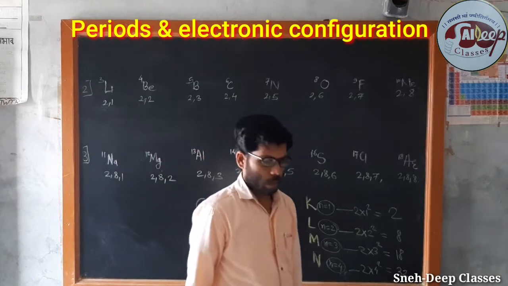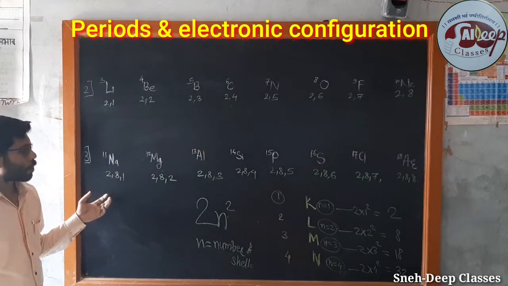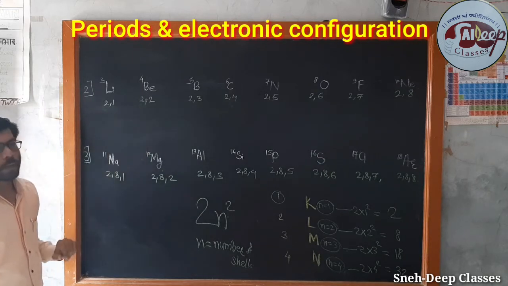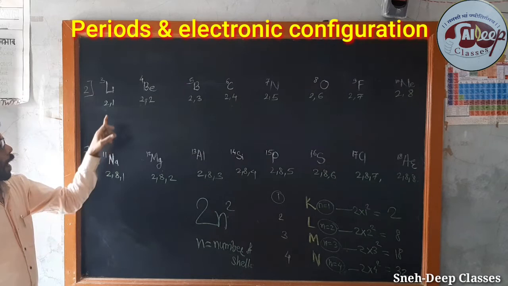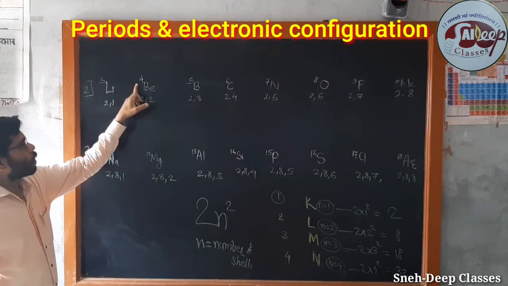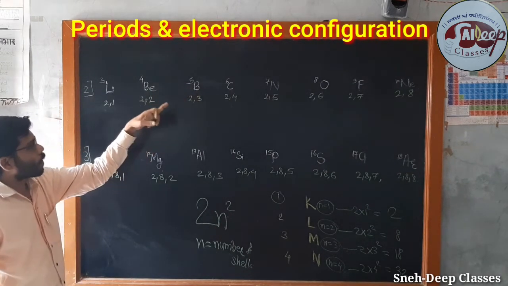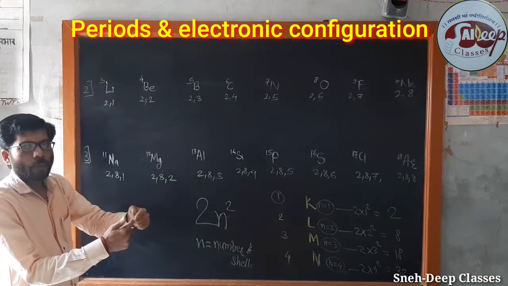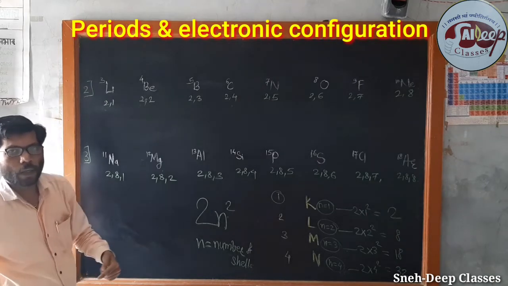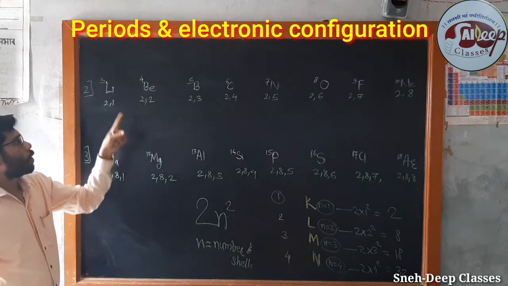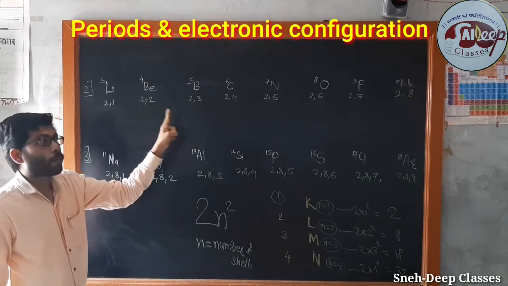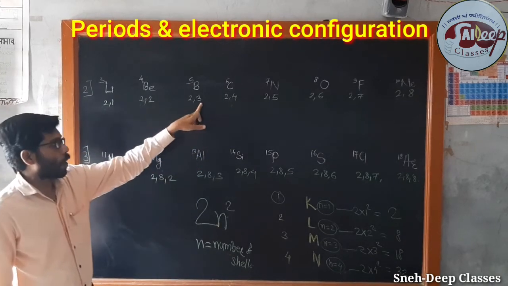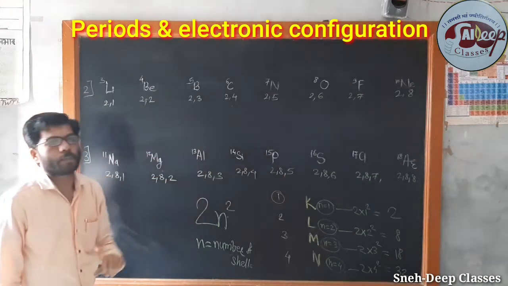Okay, do all of you understand? See students, when we go from left to right in the period, atomic number 3, 4, 5, 6, 7, 8, 9, 10 increases by 1 from the neighboring element. Left to right, the atomic number increases by 1, but the valence electrons also increase by 1.